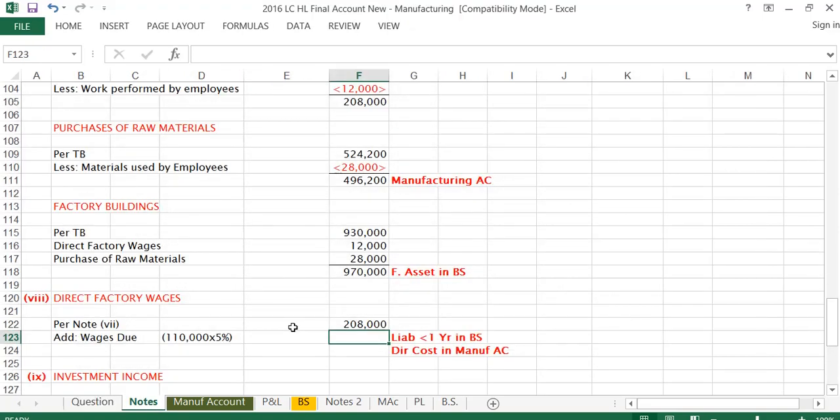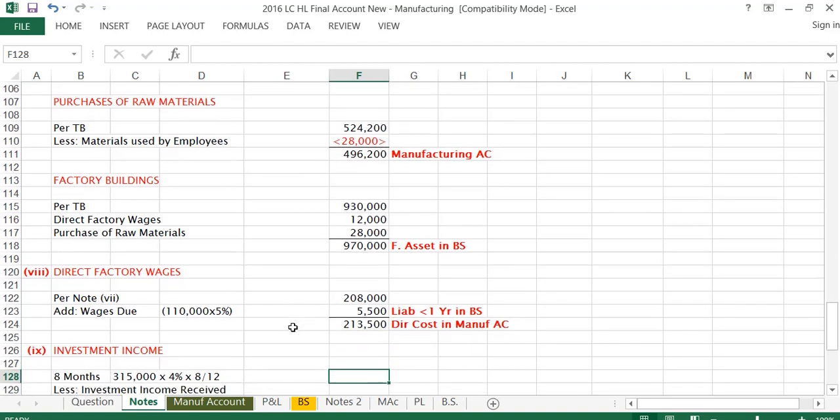So the wage increase is 5% of 110,000, which is 5,500. And I'm going to add that on, because it's wages due, I'm going to add it on to the 208,000. And the wages due is going to be a liability less than 1 year in the balance sheet, and the total direct factory wages are going to go as a direct cost in the manufacturing account.